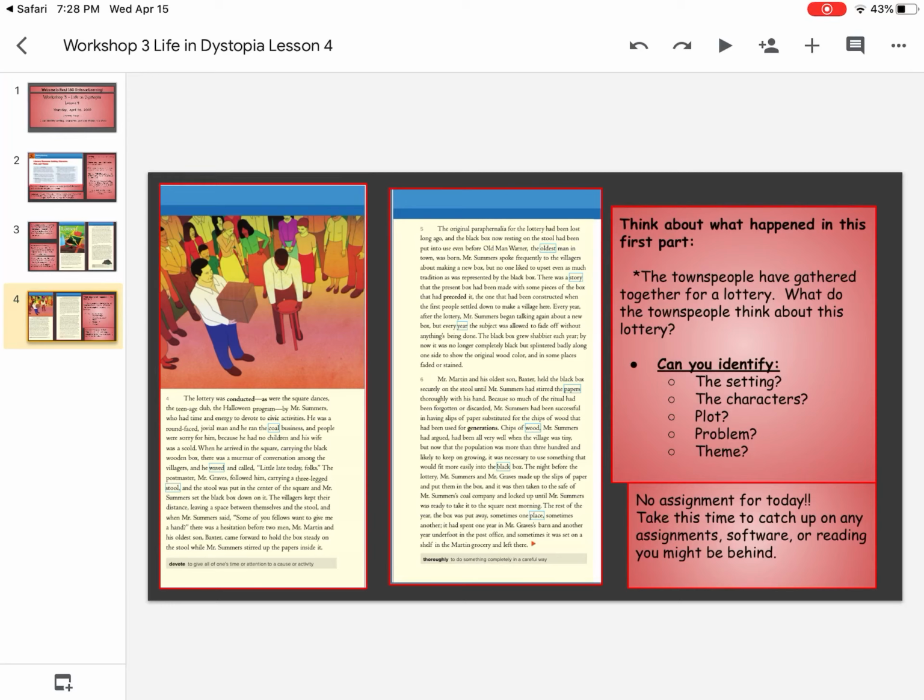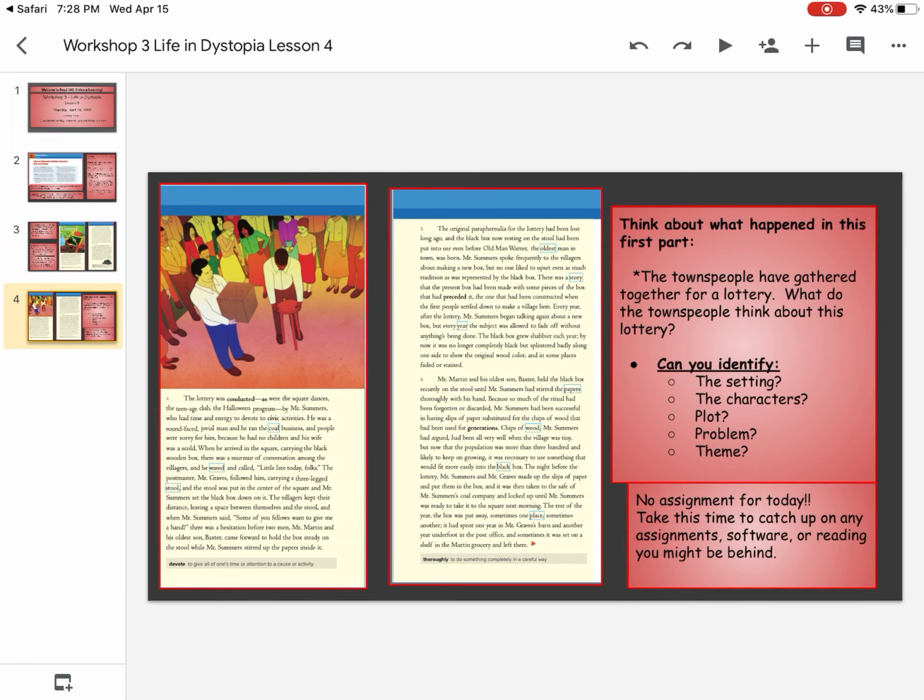The last thing I'm going to ask you to do is think, if I asked you today, what is the setting? Could you answer that or find that? How about the characters? What's the plot? Is there any problem so far? And do you know what the theme is? Now, we have identified some of those if you look back on page 132. You might be able to answer those if you're not really sure.